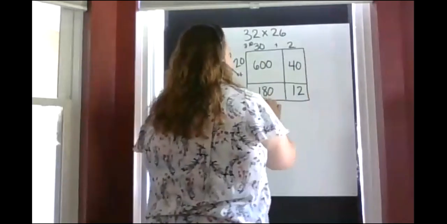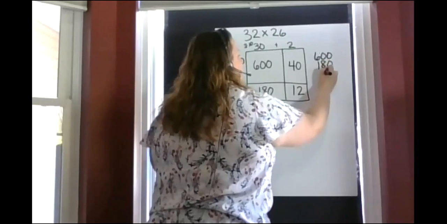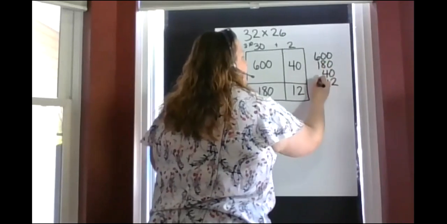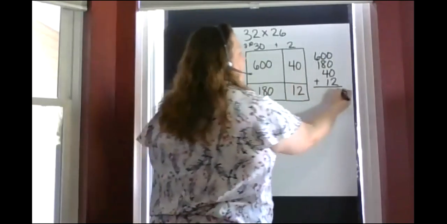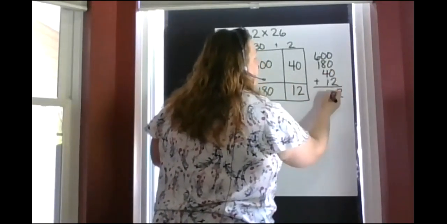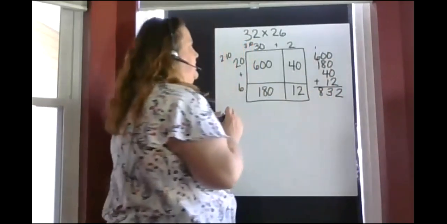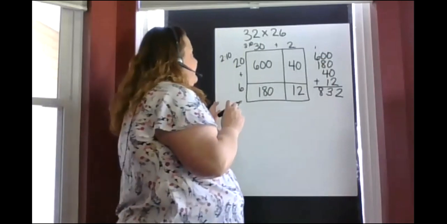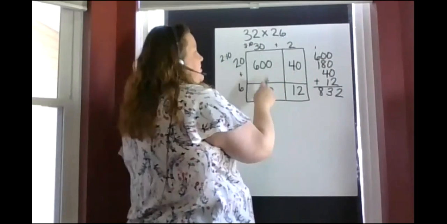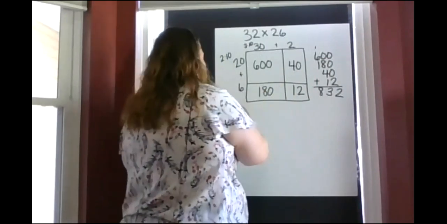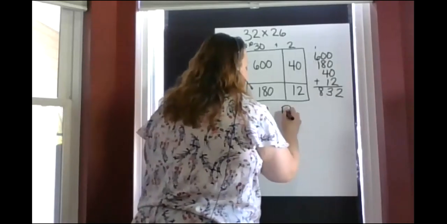So 600 plus 180 plus 40 plus 12. I'm adding the parts together to make the area for the whole thing. 832. So this process here, it's using the area model, but it leads us right into partial product.